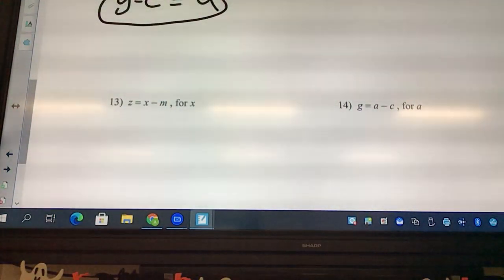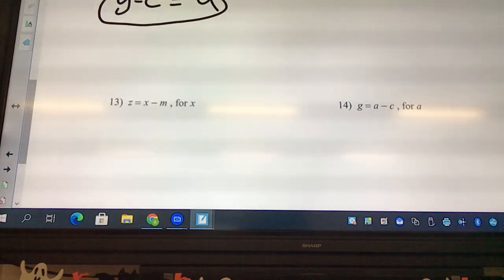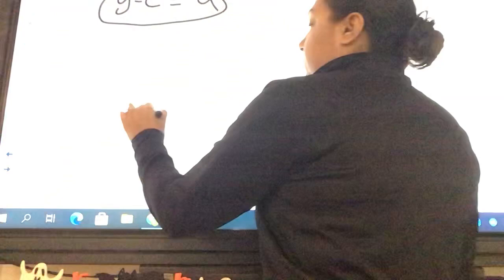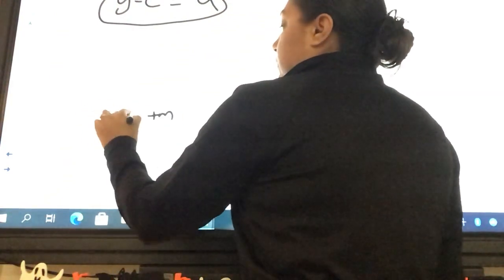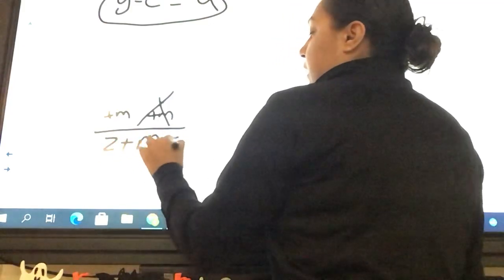What letter are we solving for? X. What is on X's side that needs moved? The minus M. How do I move a minus M? Plus M. So I got Z plus M equals X.